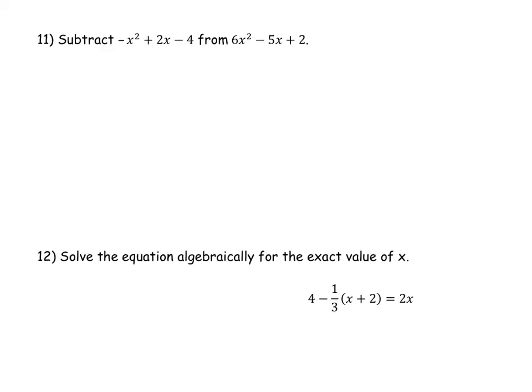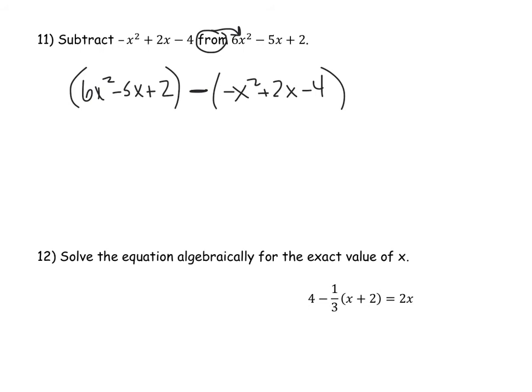So the next question says subtract negative x squared plus 2x minus 4 from 6x squared minus 5x plus 2. So you're going to subtract, but you have to set this up properly. You have to have from come first. So 6x squared minus 5x plus 2 comes first, and negative x squared plus 2x minus 4 comes next. So you're going to set it up like that, put your 1 there, and distribute the 1. So we have positive x squared minus 2x plus 4.